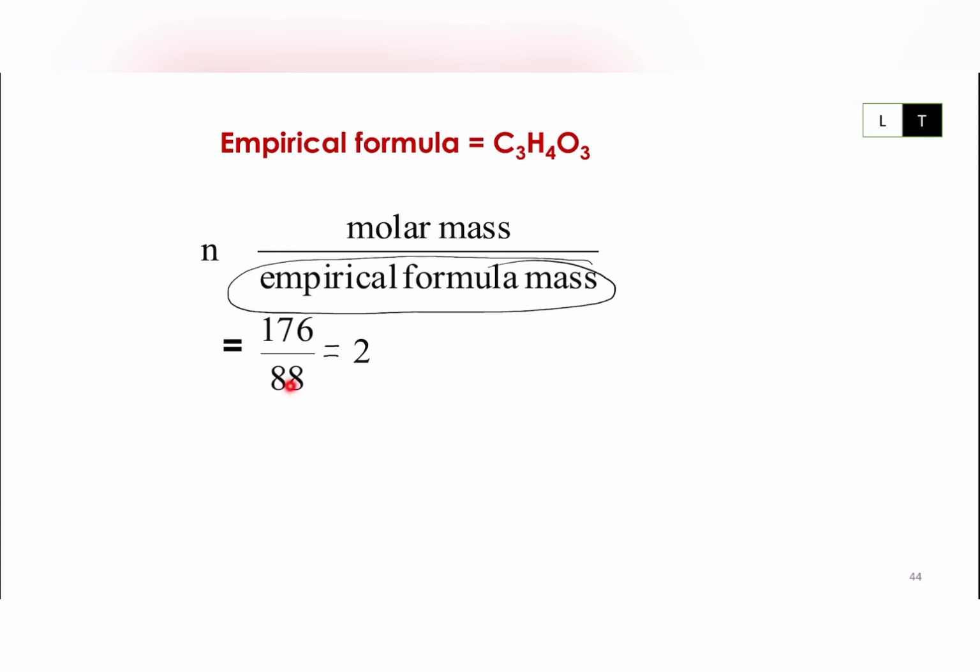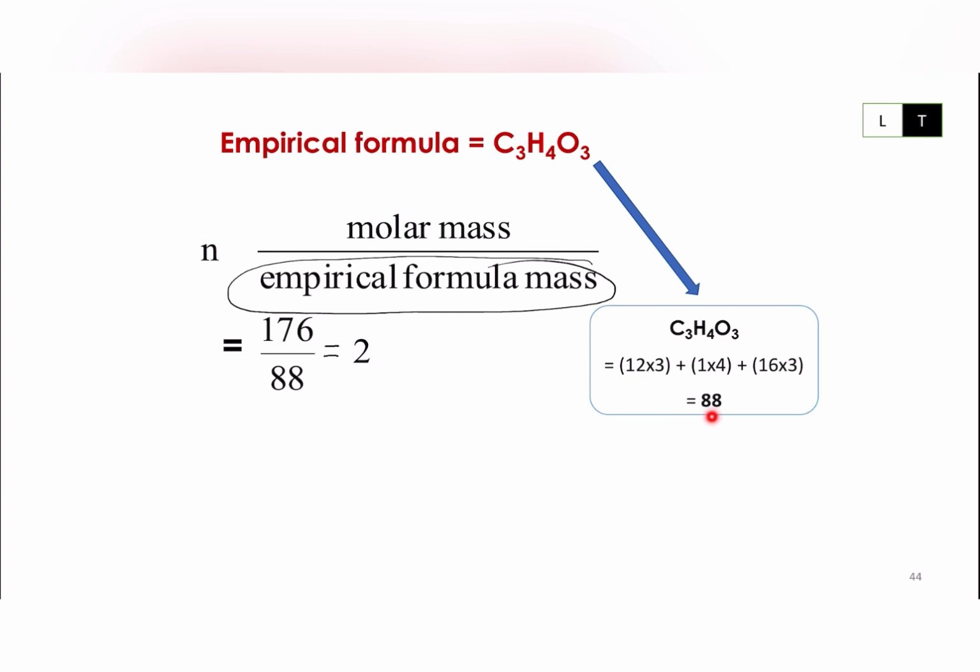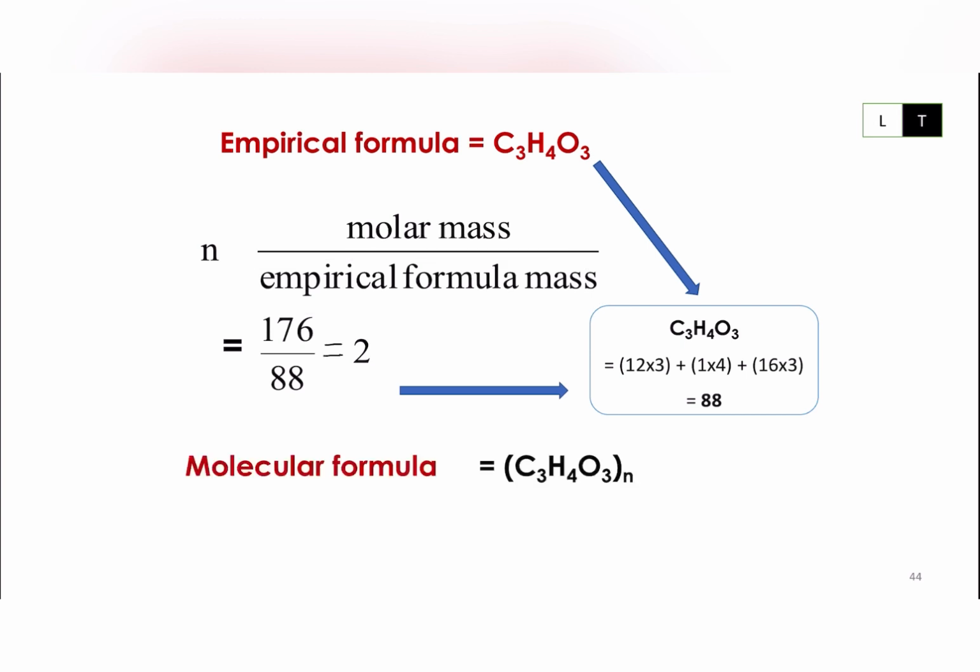So how do I get 88 here? This is because I calculate the mass of all atoms in my empirical formula. So I will have 88 here. And next, I put the n value here to determine the molecular formula. So I will have my molecular formula, which will be C6H8O6. This is how you answer example 8 based on percentage composition by mass.